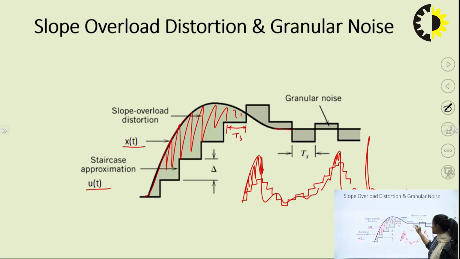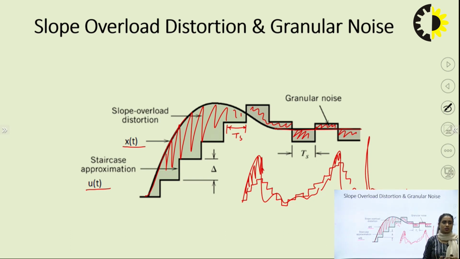And for the region where my step size delta is too high as compared to the rate of change of my analog signal, the noise that I get is called granular noise. So these are the limitations of my delta modulation, which cause distortion in the output signal.